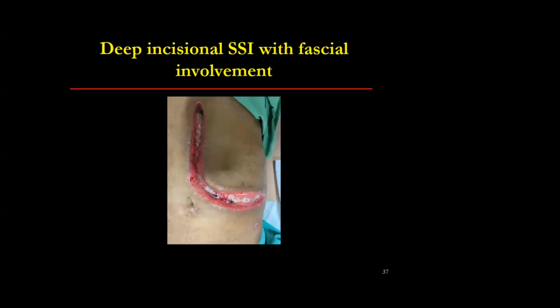Now, this is a deep SSI. This is an incision on the anterior abdominal wall for a splenectomy. You can see the skin and subcutaneous tissue, and there is some amount of devitalized tissue on the fascia as well, but essentially it is clean.